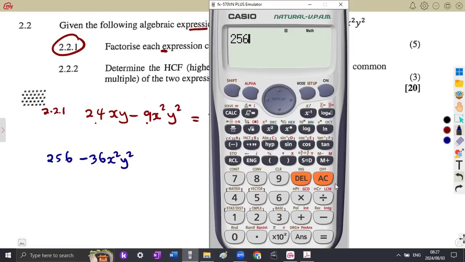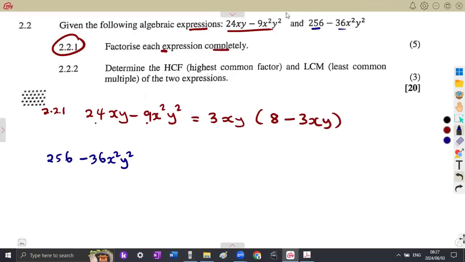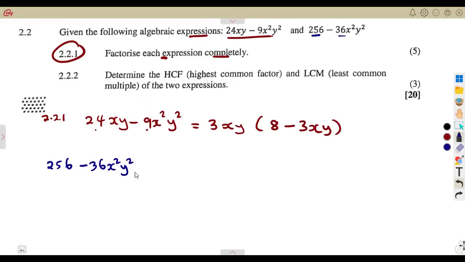Let's divide 256 divided by 4. That is 64. 36 divided by 4. That is 9. So as you can see, these two numbers, 4 can be factored out. All right, so we can factor out 4 first. Remember the golden rule, always start with the highest common factor. So 4 is the highest common factor. 256 divided by 4, we saw that it was going to give us 64 minus 36 divided by 4, which is 9. So that will be minus 9x squared y squared like this.